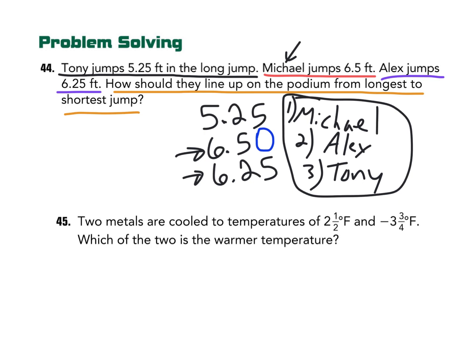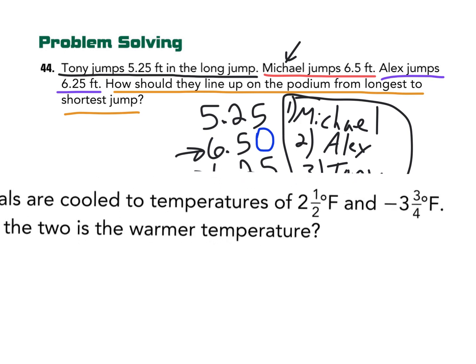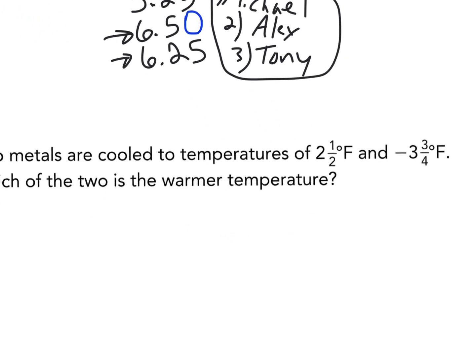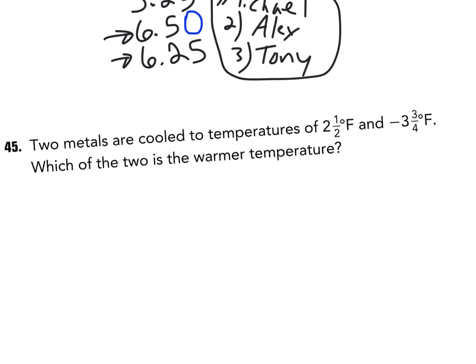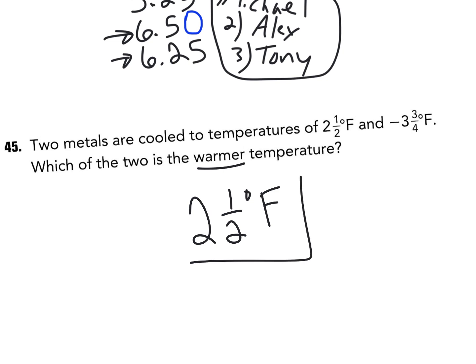And then 45, we have 2 metals that are cooled to temperatures of 2 1/2 and negative 3 3/4. Which one is the warmer temperature? The warmer temperature would be the higher temperature. We know positives are always bigger than negatives. Positives are always higher numbers than negative numbers. So 2 1/2 degrees Fahrenheit would be the warmer temperature.